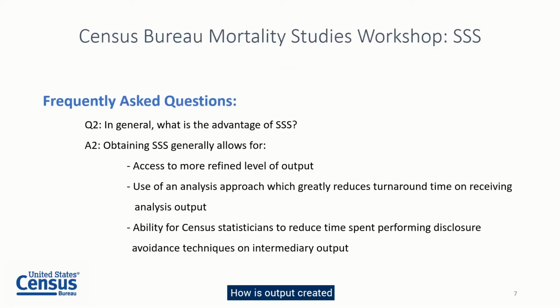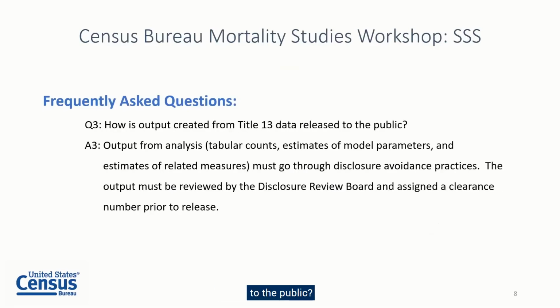How is output created from Title 13 data released to the public? All output from analysis, tabular counts, estimates of model parameters, and estimates of related measures must go through disclosure avoidance practices. The output must be reviewed by the Data Review Board and assigned a clearance number prior to release.